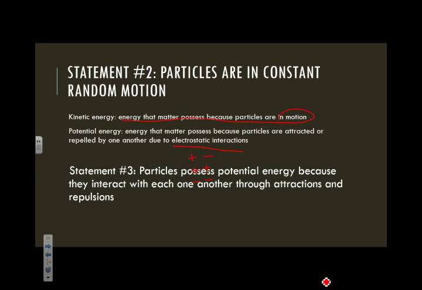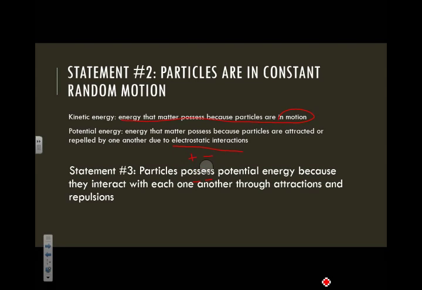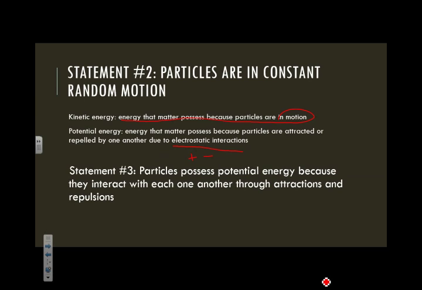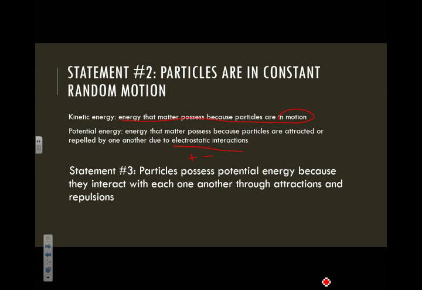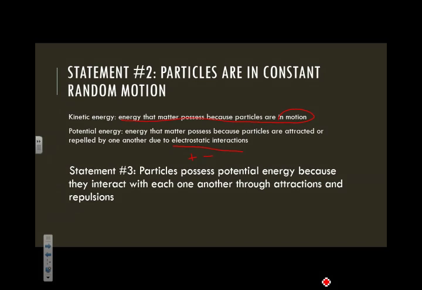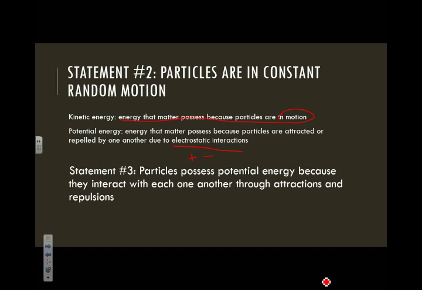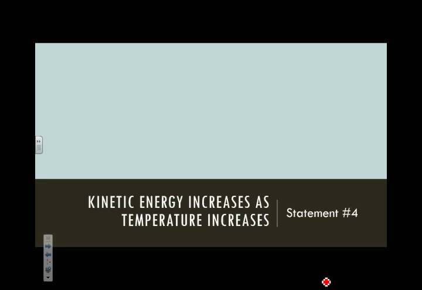In our third statement, we see that particles possess potential energy because they interact with each other through those attractions and repulsions. So these two statements are letting us know we have energy that is associated with the fact that particles are in motion, and energy that's associated with the fact that some particles like each other and other particles don't like each other.